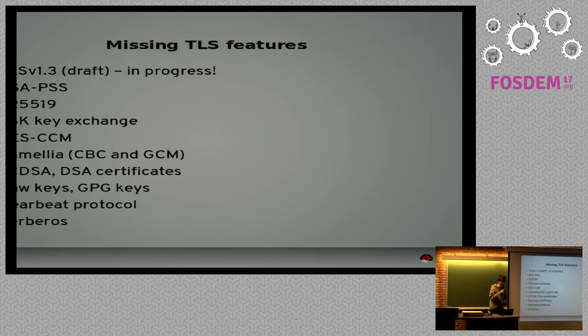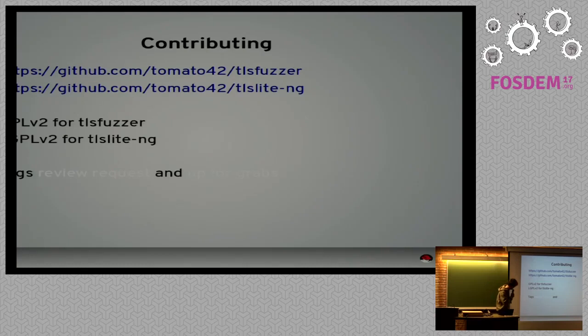We also don't have the heartbeat protocol, so unfortunately I cannot show you the heartbeat example, and Kerberos, from the more obscure things. If you want to contribute, the whole code and script examples and stuff like that is on GitHub in the tlsfuzzer repo. tlsfuzzer internally uses the tlslite-ng implementation. This is a pure Python TLS implementation that I used for the crypto stuff, and as a library to code against and test against.